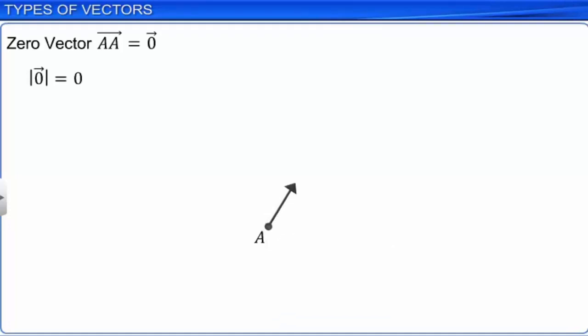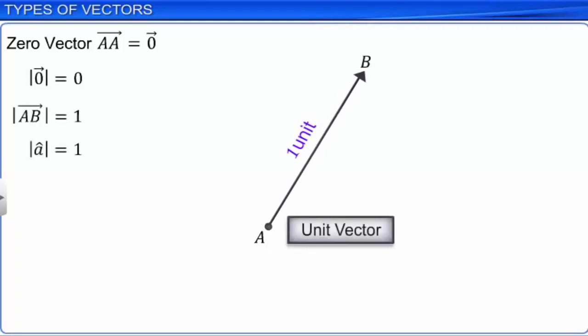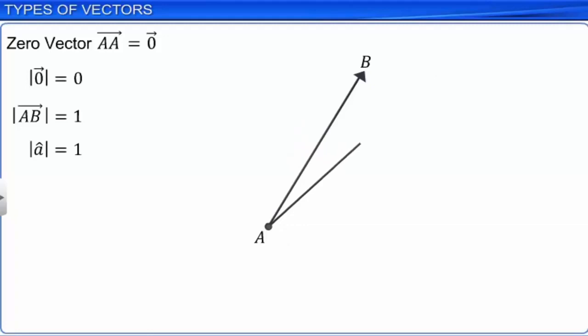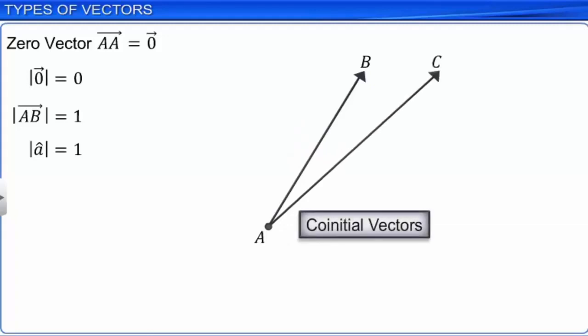A vector whose magnitude is 1 is called a unit vector. A unit vector is represented as shown. Two or more vectors having the same initial point are called co-initial vectors. Here vectors AB and AC have the same initial point A, and thus are co-initial vectors.